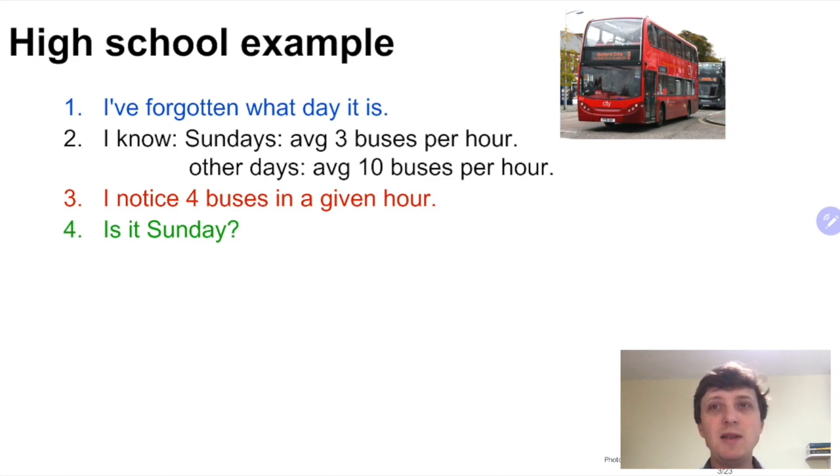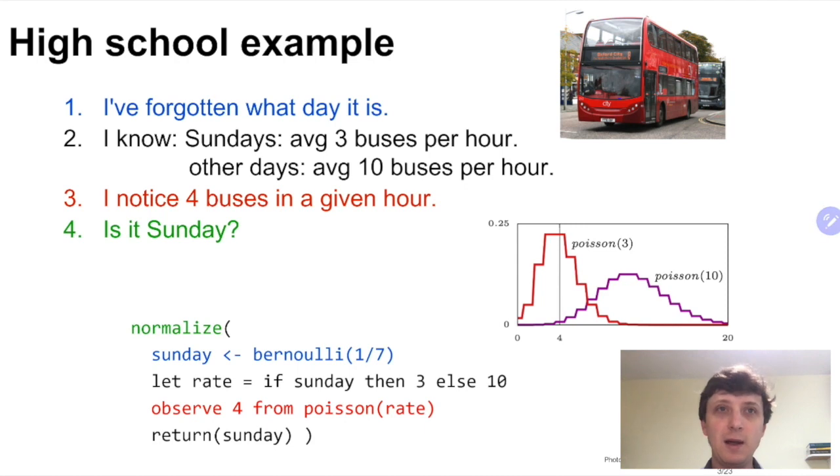So I'm going to set this up as a probabilistic program in the following way. Whether or not it's Sunday, the probability of that is a Bernoulli trial. There's 7 days in the week. I don't know which day it is, so let's say it's uniformly distributed between 1 and 7. Then I'm going to let the rate of buses be either 3 or 10, depending on whether it's a Sunday. And now I include a new construct which we haven't seen before, which is observe. Okay, so I observe 4 buses.